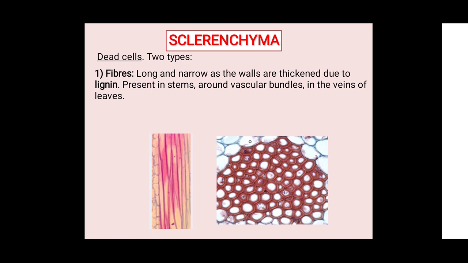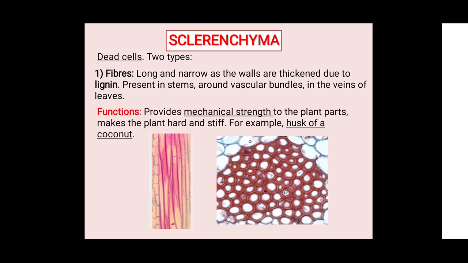And what is clear in the transverse section is that the cell walls are very thick because of a material called lignin. Now, when the cell wall becomes thick, what is happening? The inside space is very less. Anyway, it is dead cells. Inside space is very less. And from here only we can know that it is for providing strength. So, it provides mechanical strength to plant parts, making them hard and stiff.